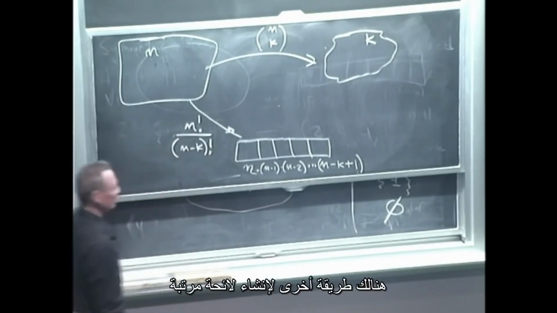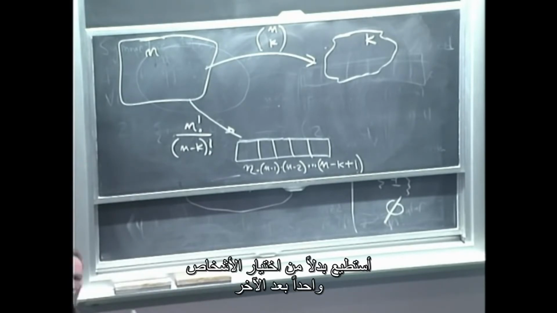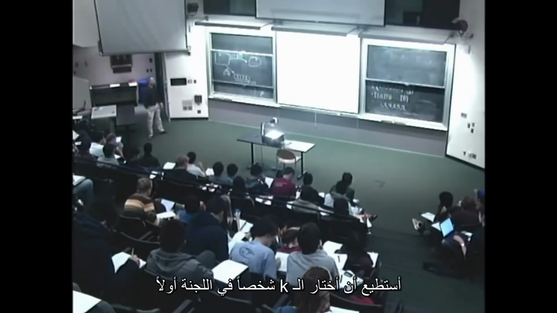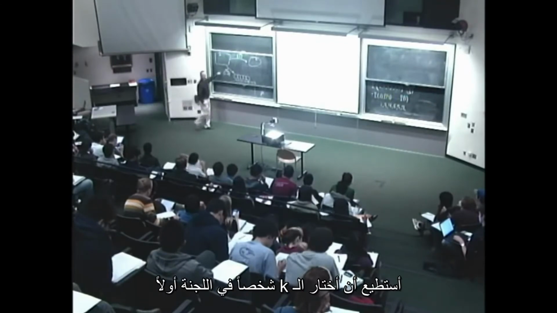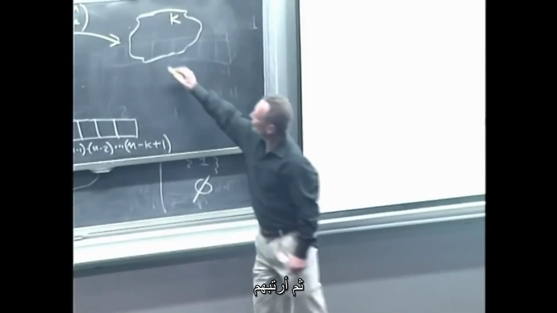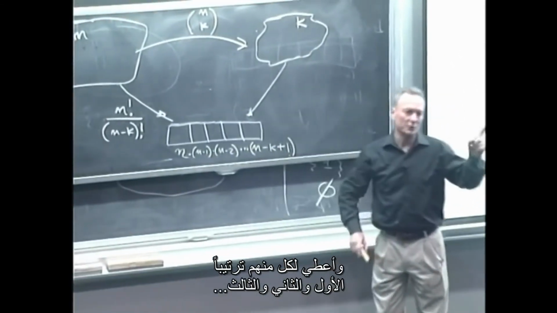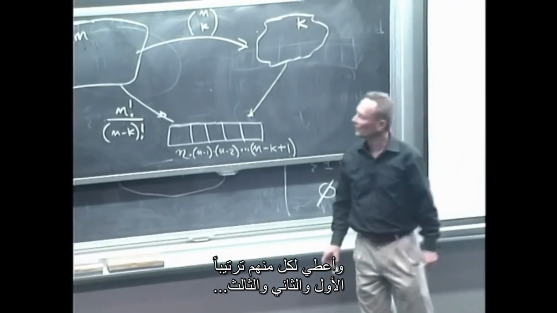Now, a different way that I could make an ordered list. Instead of picking the people one at a time, I could first choose my k people who are going to be in the committee, and then put them in order and tell them, out of these k, you're the first, you're the second, you're the third.